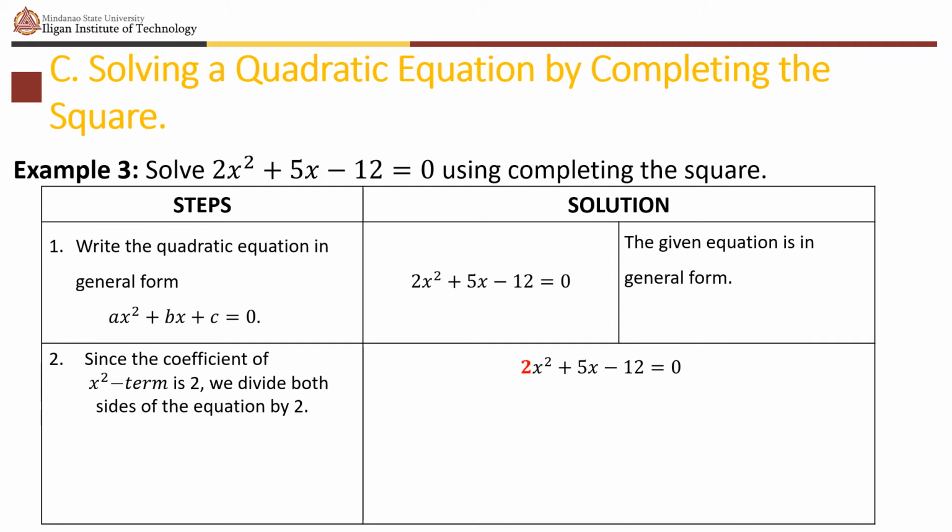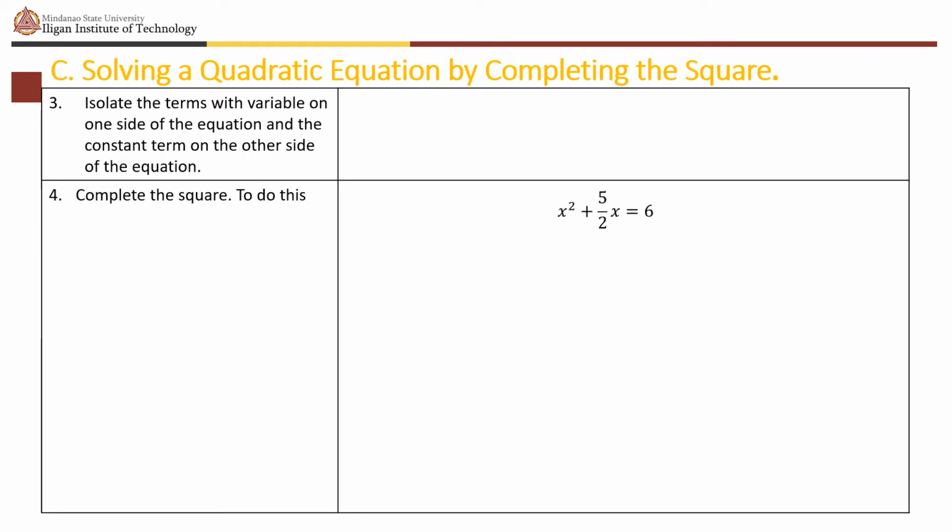The first step would be to write the equation in general form. As it is already in general form, you don't have to do that. Just copy what is given there, and since the coefficient of the x squared term is 2, you can divide both sides of the equation by 2 and come up with the following. So the result is x squared plus 5 over 2x minus 6 equal to 0.